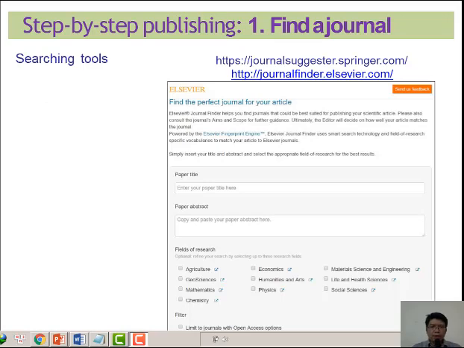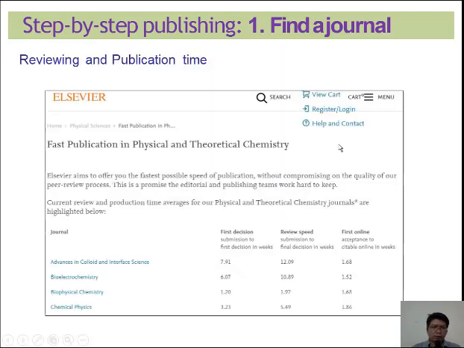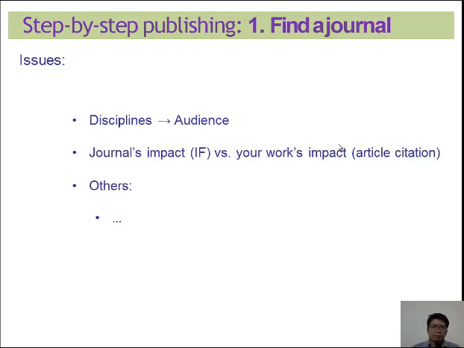Next, how to search for proper journals to publish. Please follow the link in your slide, so I will not cover this part. One also important thing for finding a proper journal is review and publication time. You can also search for this information in the slide. And some practical issues, for example, what kind of disciplines it applies to, what the intended audience is, journal impact factors versus your work's impact, and so on.